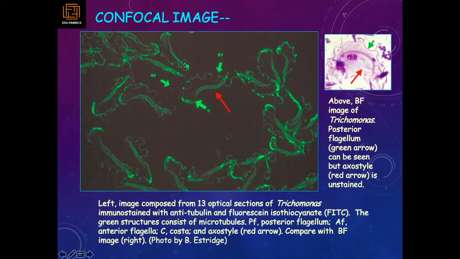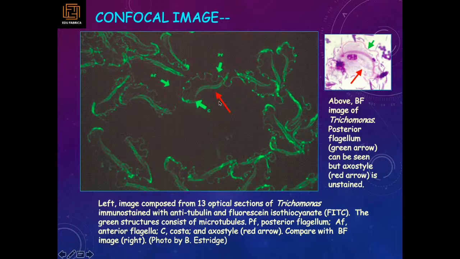So this is the confocal image of Trichomonas. And this one is the bright field Trichomonas, where we can see the posterior flagellum. The green is showing the axostyle, and the red are the unstained ones. So here we can see the stained one, very nice figures, and this is in bright field microscopy. For someone who is an expert in microbiology with these microbes, it will be very interesting.